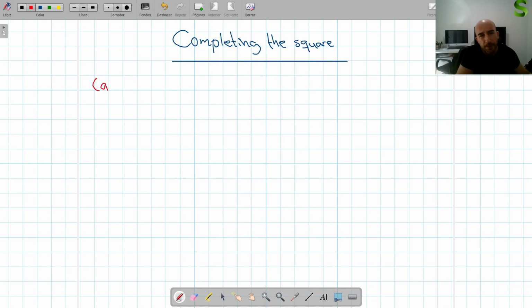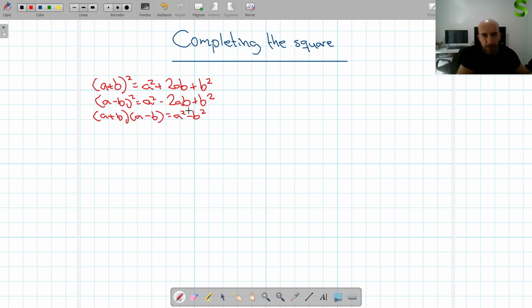So the main idea is to use what we call normally the perfect squares. I remind you that the perfect squares are (a plus b) squared equals a squared plus 2ab plus b squared, (a minus b) squared equals a squared minus 2ab plus b squared. And this second one is the same as the first one, but with a minus only on the second term. Third one is the same. And then there's the other one, which is (a plus b) times (a minus b) equals a squared minus b squared. This is often used in factorizing and in exams, but today we're going to look at the two others for the completing the square.